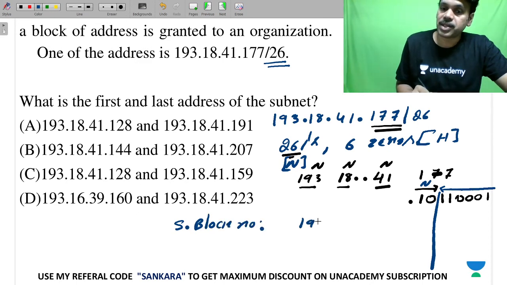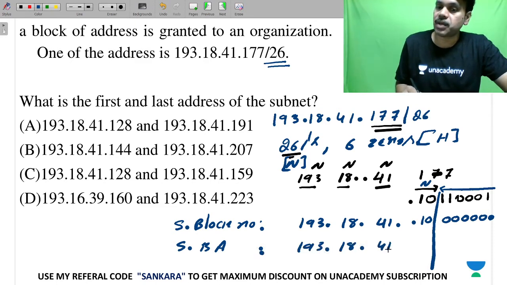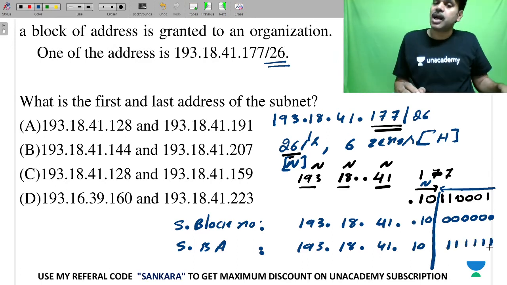So drop as it is: 193.18.41.10, and these are all supposed to be zeros. And you want the block broadcast address. Same, drop the NID: 193.18.41.10. So what is the starting number?